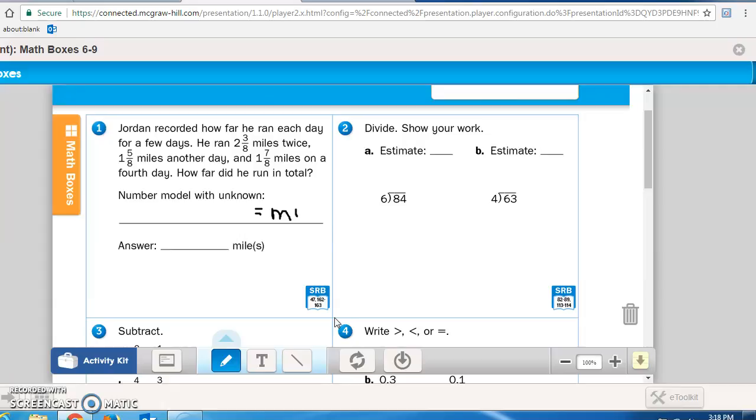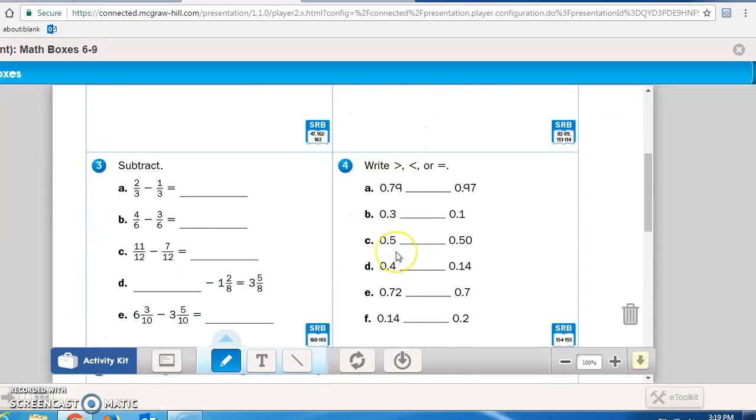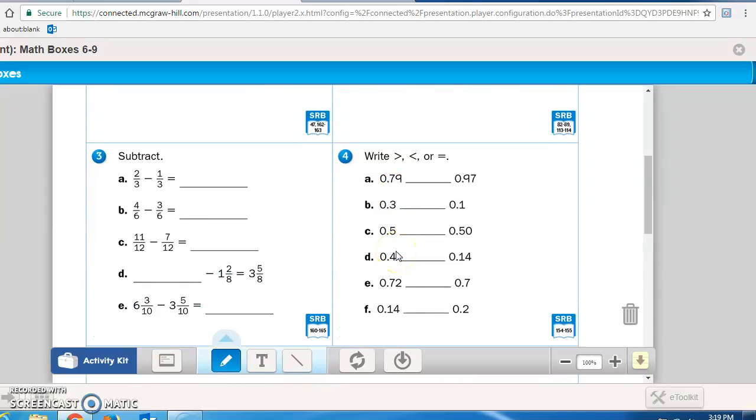Math Box 2 asks you to divide and to show your work. First, they want you to estimate your answer. So they want you to round it and give an answer up here. Then you want to show your work and show the exact answer. Pause the recording now and do Math Box 2.